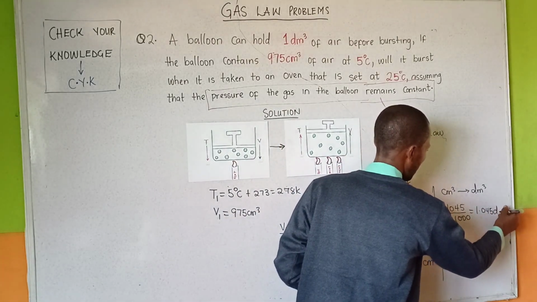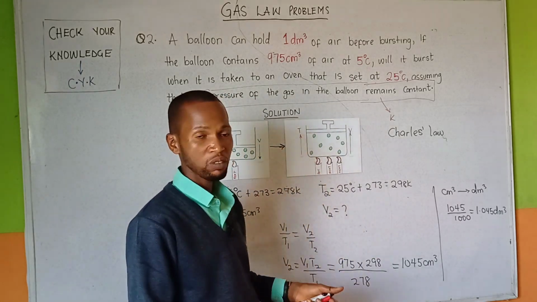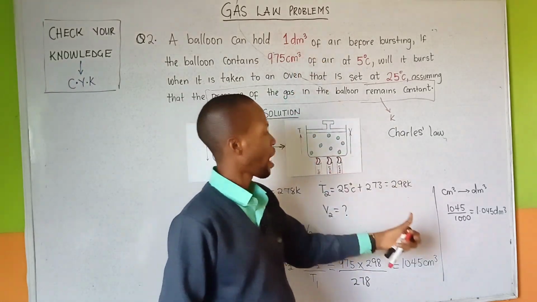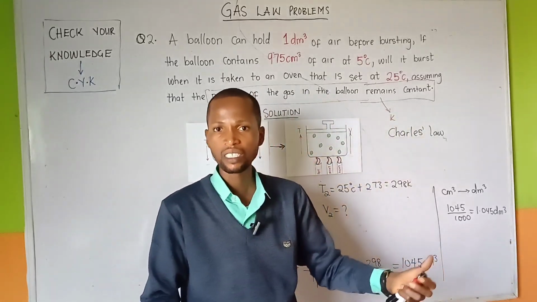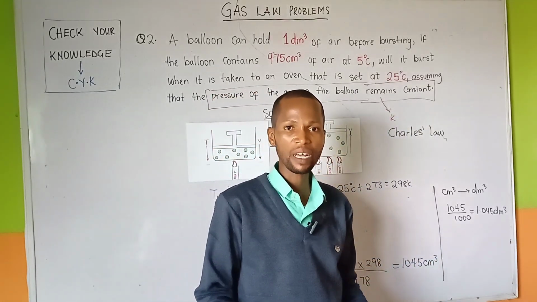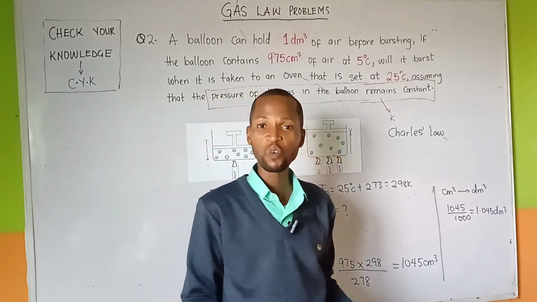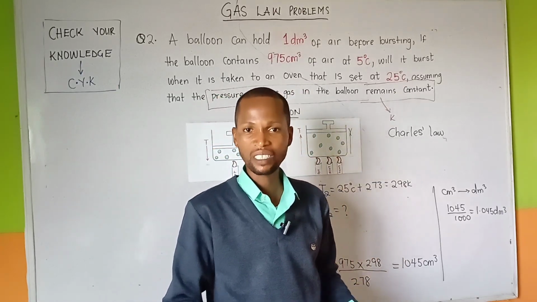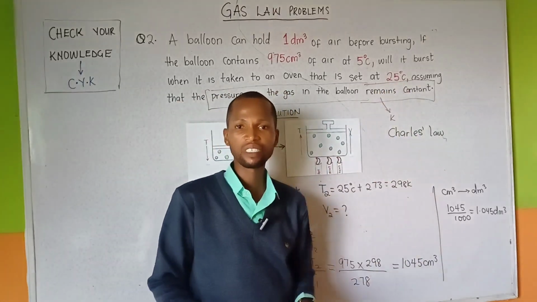We have 1.045 dm cube. So the maximum volume of air that the balloon can hold is 1 dm cube. And this 1.045 dm cube exceeds the maximum holding capacity of the balloon. Therefore, what will happen? Yes, the balloon will burst when it is taken into an oven set at 25 degrees Celsius.